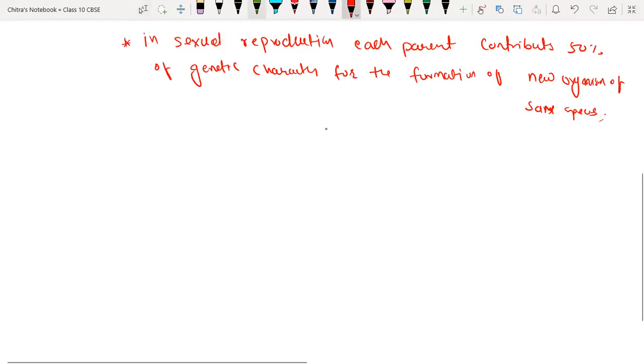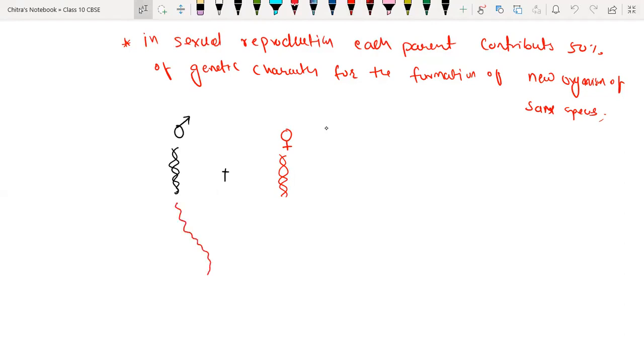Suppose I'm taking the male germ cell here, and the female germ cell here. Suppose this is the DNA of the female parent, and here the DNA of the male parent. When they are going to combine, before forming the new generation, their DNA will split like this. I'm using black color for that.